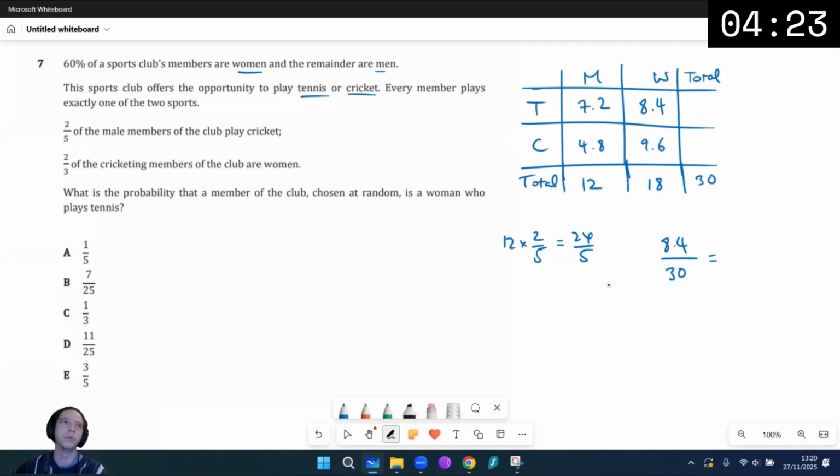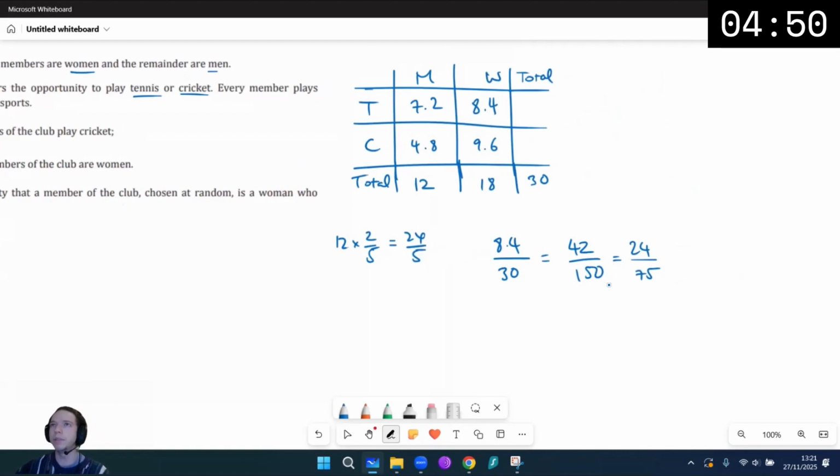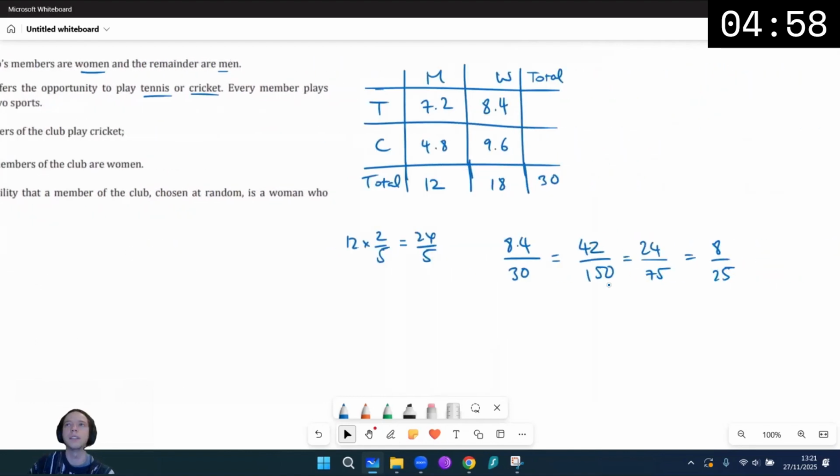Let's make it into some integers. So multiply by 5 top and bottom, or by 10, doesn't matter. Multiply by 5, so that's 42 over 150. We can divide that by 2 and divide that by 3, I believe. That's 7 over 25. Is that a thing?